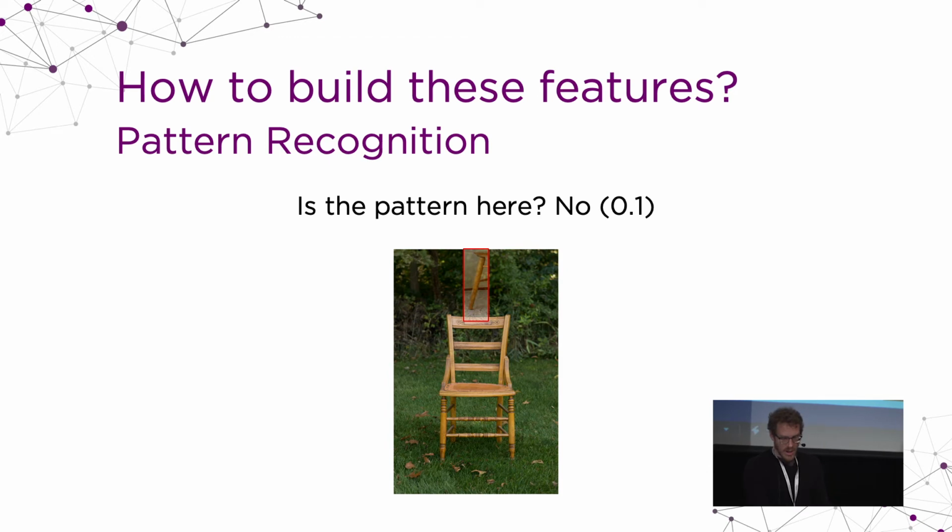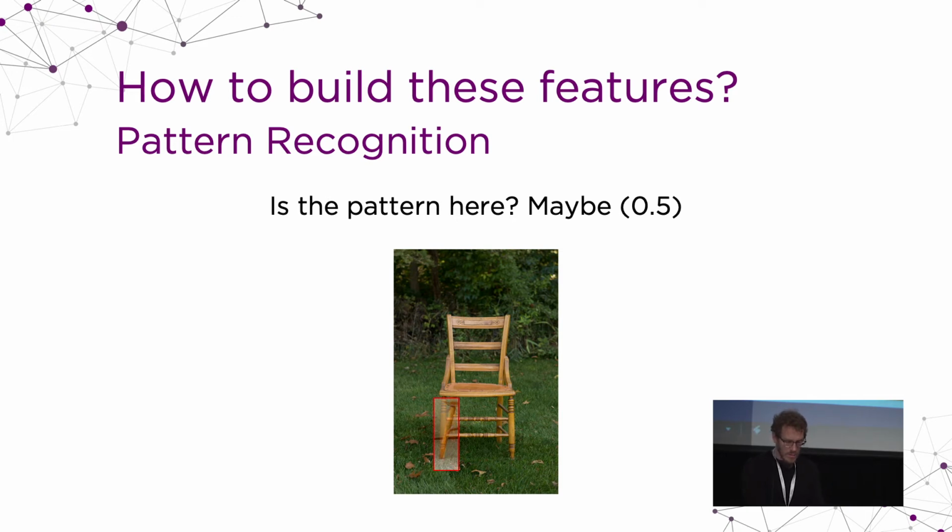So let's try. I have my full image that I want to predict if it's a chair or not, and I have my sub-patch here. The value of a normalized version of the scalar product, if it's 0, means that the patch is not there. If it's 1, it's perfectly there. And here at this location, no, the pattern is not here. It's 0.1, it's not.